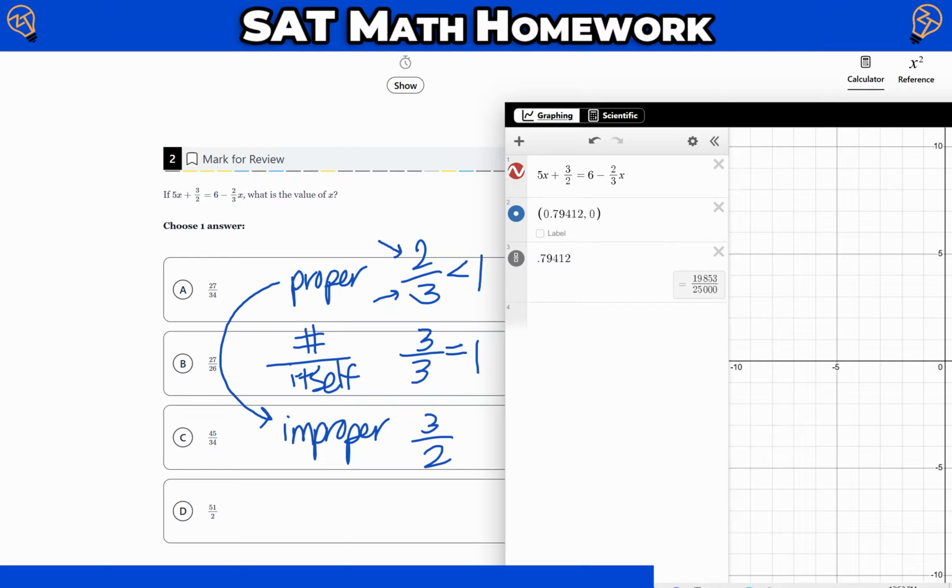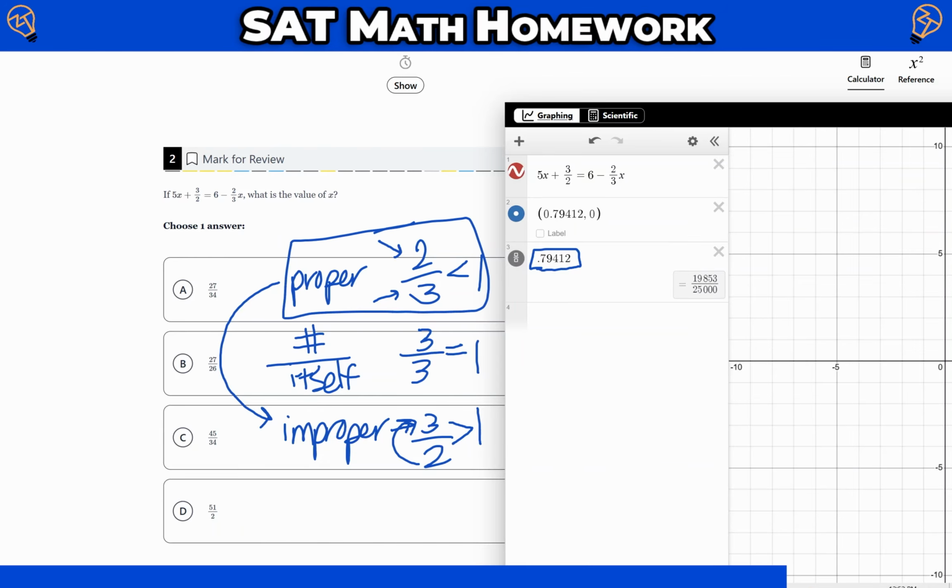Now, if instead you have an improper fraction or a top-heavy fraction where the numerator is larger than the denominator, then you get a value larger than 1. And that makes sense because 2 goes into 3 one time, or at least one time, with something left over. So since we know that this is a decimal smaller than 1, that should go with a proper fraction.